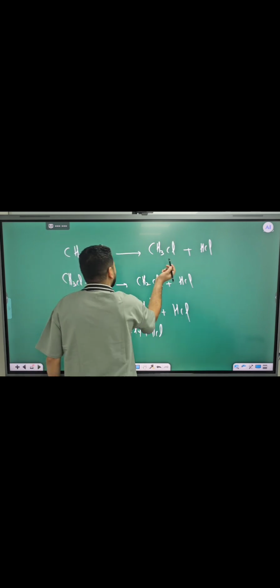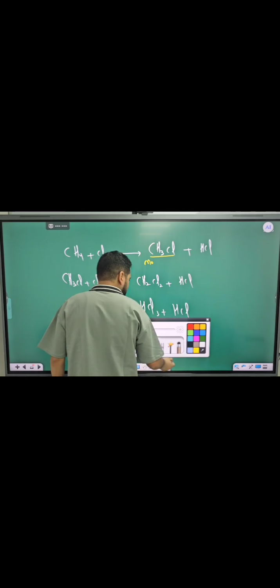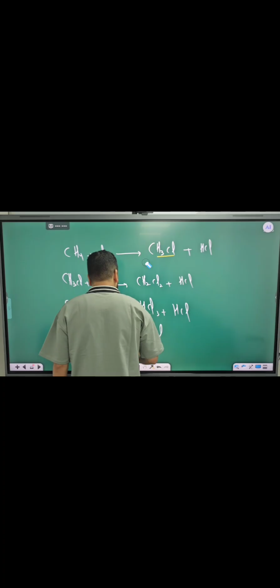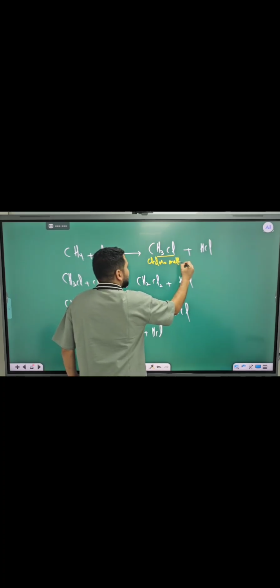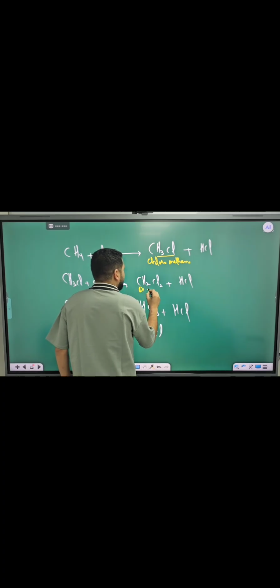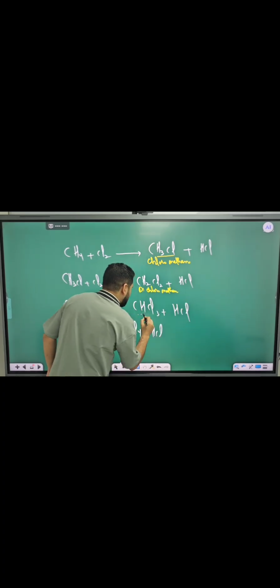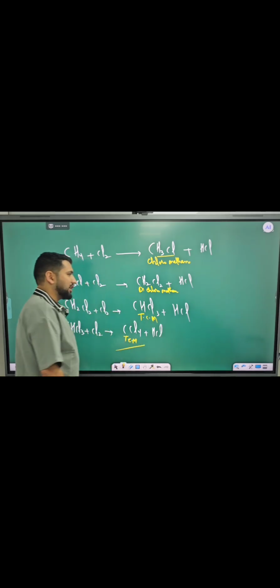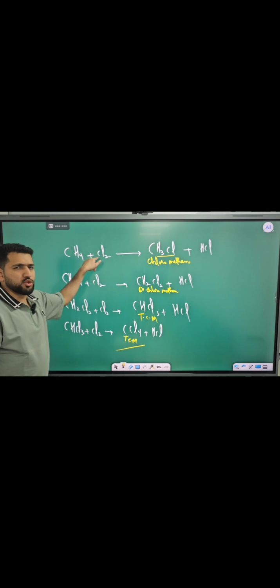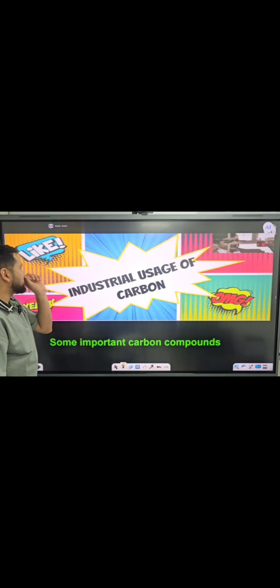And guys, this particular compound is called chloromethane. This is called dichloromethane. This compound is called trichloromethane, and this is called tetrachloromethane. In the same way, you can add Br2, and the reaction will be bromination. That's it. That's how you will be doing these sorts of reactions.